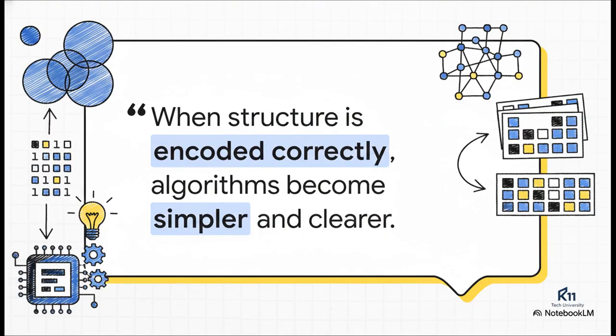So we'll leave you with this final thought, which really is the core lesson today. When structure is encoded correctly, algorithms become simpler and clearer. The bitmask is the perfect example. It shows how picking the right way to represent your data can transform a really messy problem into something surprisingly elegant.